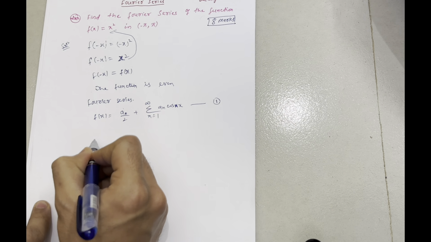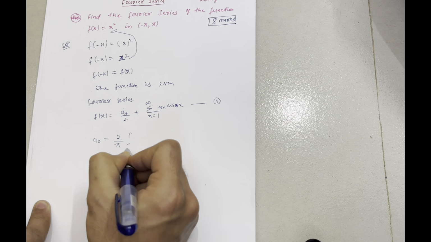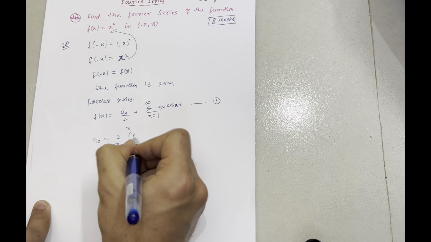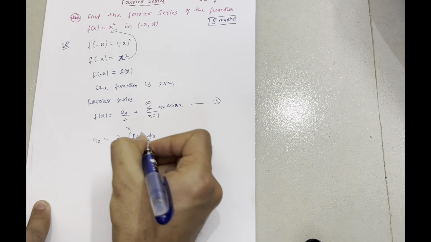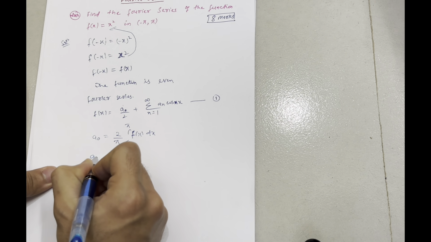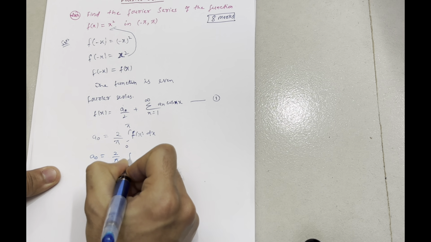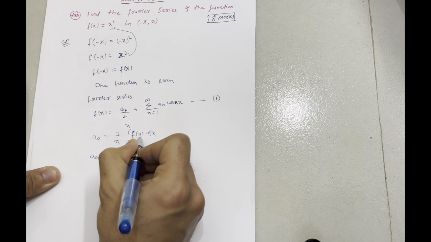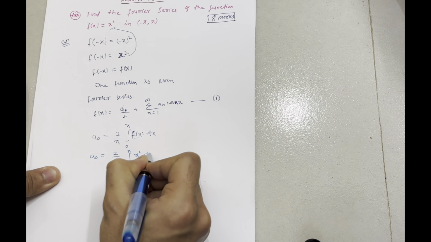Now for a naught we have a formula. So a naught is equal to 2 by pi integral 0 to pi f of x dx. So a naught is equal to 2 upon pi integral 0 to pi. What is the f of x value? The given function is x square, so x square dx.